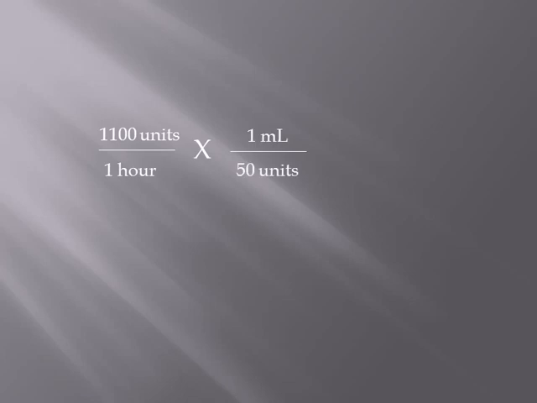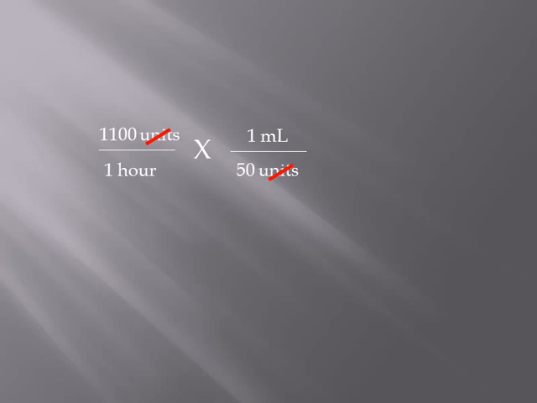Now, you may say, wait a minute. There was 50 units per 1 mL. This means the same thing. You've got 50 units per 1 mL, and for every 1 mL, you have 50 units. Therefore, we are allowed to flip the equation. By flipping the equation, I can now cancel out my units of measurement. By canceling out my units of measurement, I am left with mLs per hour.